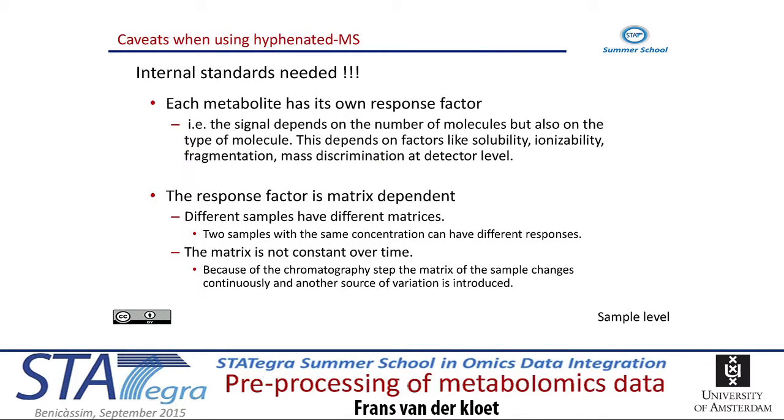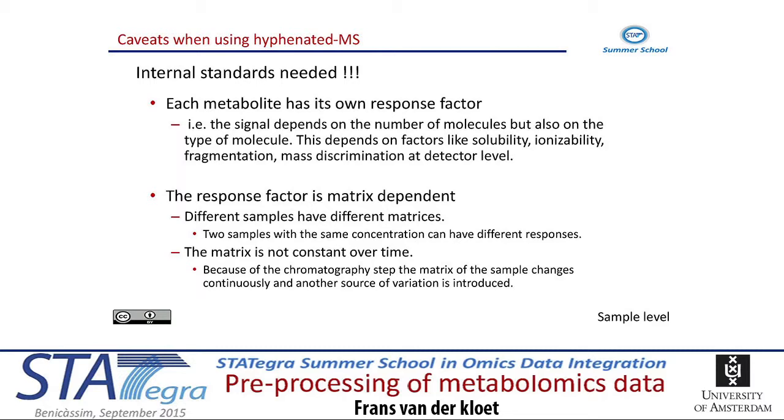So if you think we're already there, what are the caveats when using mass spectrometry actually? We need some internal standards, and why is that? Because each metabolite has its own response factor. So the signal depends on the number of molecules, but also on the type of molecule. If I have a signal of 1,000 ion counts for one compound and 1,000 ion counts for another compound, you would think they have the same concentration, but it's not, because it also depends on factors like solubility, ionizability, fragmentation, mass discrimination at the detector level.